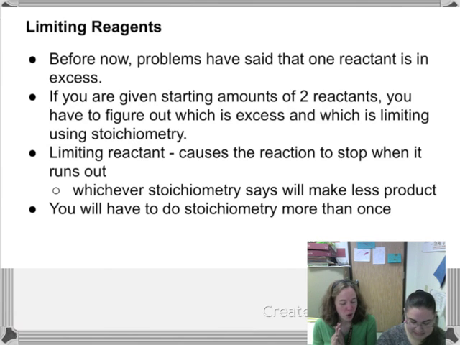All right, so limiting reactant is whichever one your stoichiometry says will make less product, which you should have seen in your s'mores lab. You had something you ran out of, and that said how many s'mores you made. So you're going to have to use more than one set of stoichiometry calculations. It'll be okay, though. It's just a little bit more. It's just the same thing over again. All right, so let's try a problem.